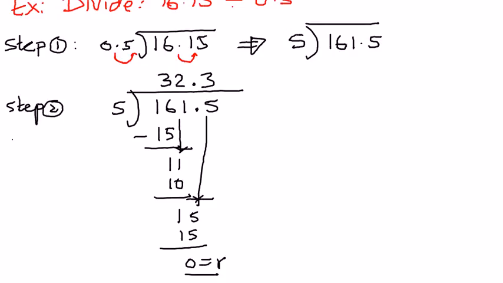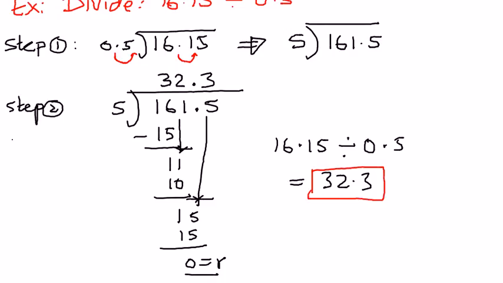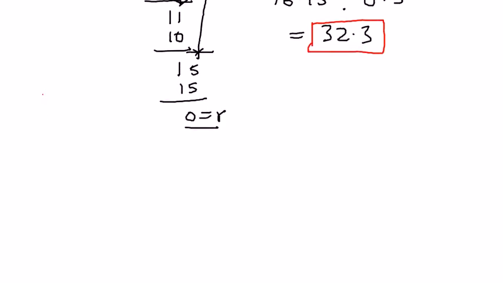So therefore we can now come back and state this as 16.15 divided by 0.5 gives us a value of 32.3, and this is our answer. This is where we want to leave it. Okay, let us take another example and see if we can apply the procedure we talked about to solve that problem.